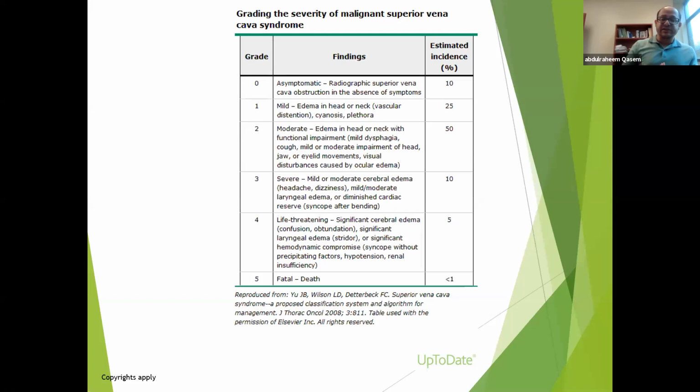In very, very severe cases, which is life-threatening, that happens when there is more cerebral edema and significant laryngeal edema and stridor. Stridor by itself is an emergency, as you all know, but when it's combined with superior vena cava syndrome, it indicates that it's an emergency that needs to be acted on immediately.